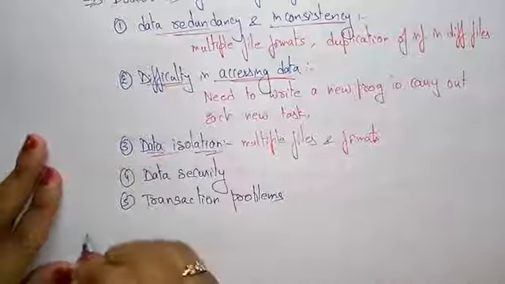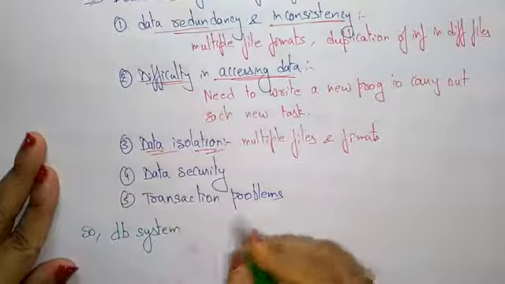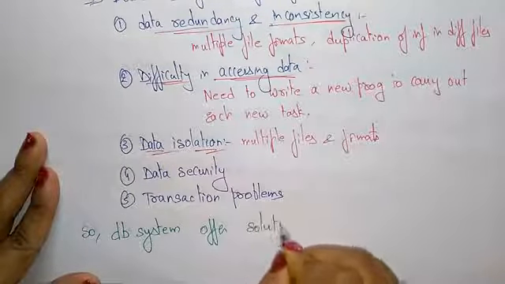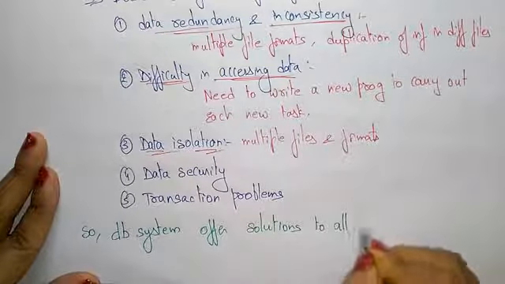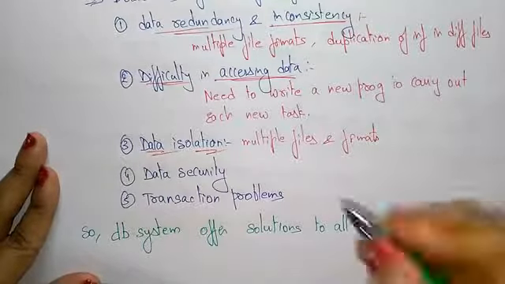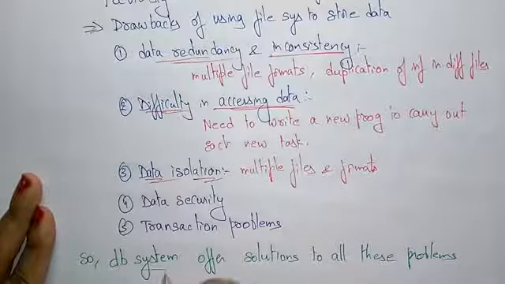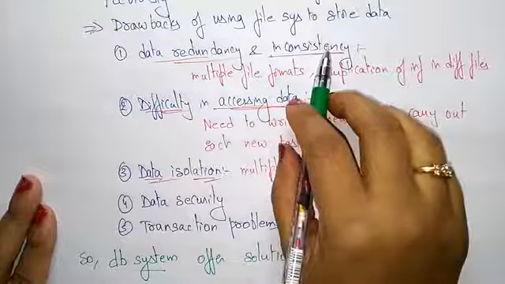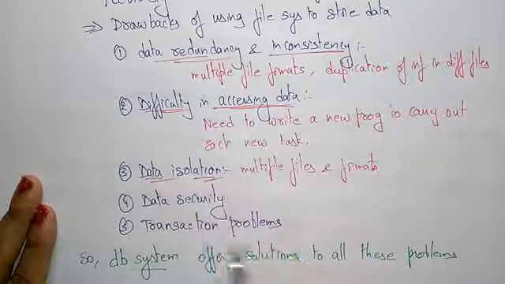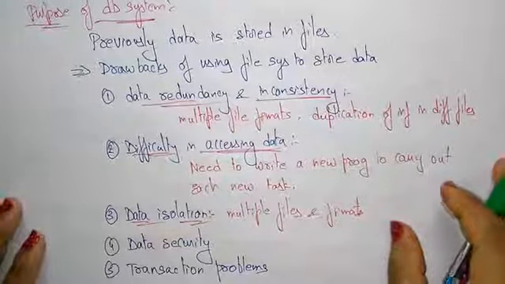The DBMS database system offers solutions to all these problems. That's why we prefer it; the purpose of the database system is to solve all these problems. The database system solves the data redundancy and inconsistency problem, difficulty in accessing data, data isolation problem, data security problem, and the transaction problems. So this is the purpose of the database management system.